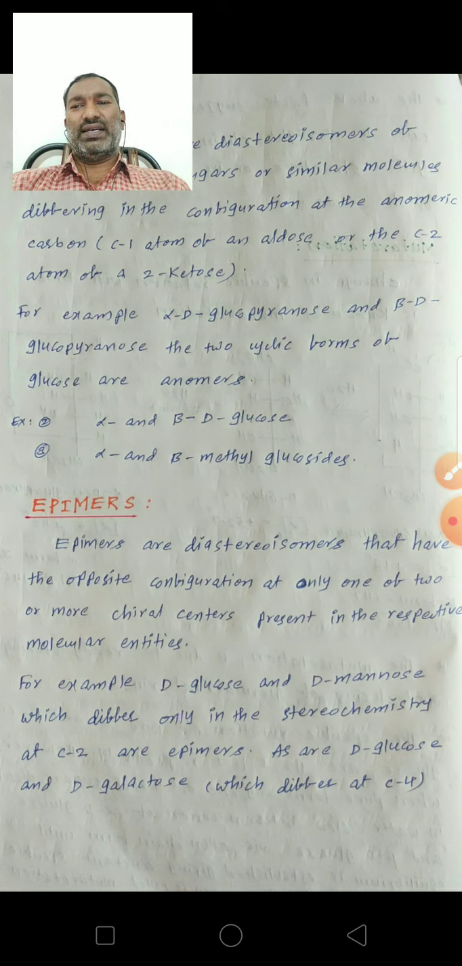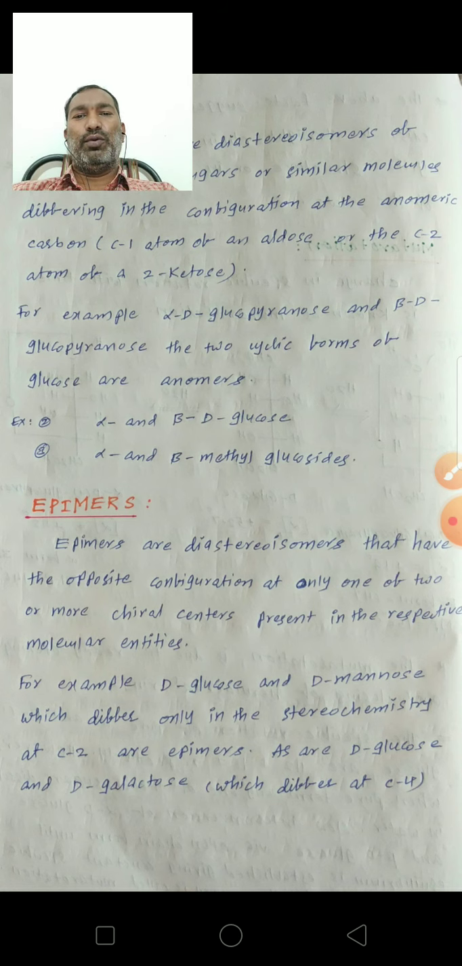Anomers are the diastereoisomers of cyclic forms of sugars or similar molecules that differ in the configuration at the anomeric carbon, that means the C1 carbon. For example, alpha D glucopyranose and beta D glucopyranose. These are examples of anomers. And the second one is methyl alpha and beta methyl glucosides. These are all examples of anomers.